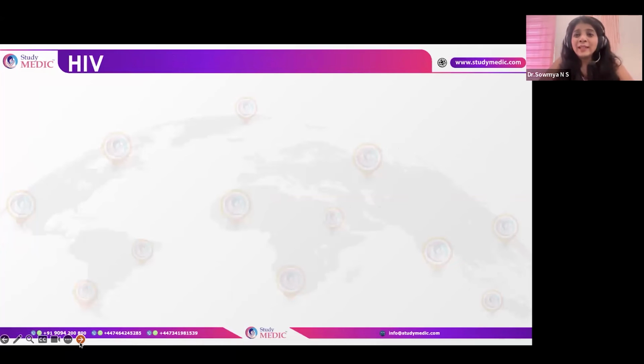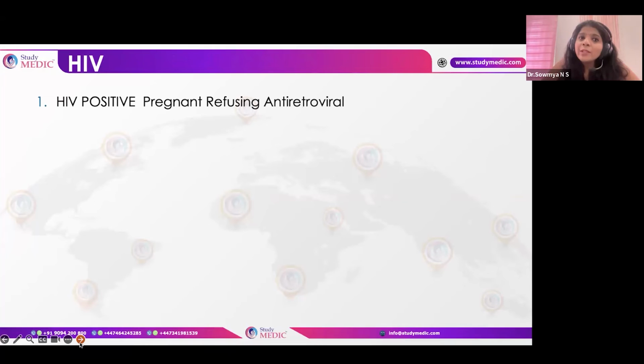Next, very important, HIV and the clinical governance part. An HIV positive pregnant woman doesn't want to take antiretrovirals, ARTs. Obviously, you will respect her wishes because it's her autonomy. It's her body, her infection. I know you are worried about the baby, but the unborn baby has no right.